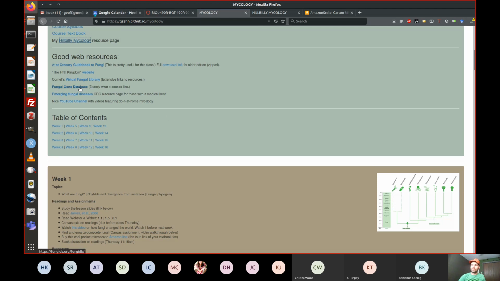Okay. The fungal gene database. Obviously, we're not going to actually get to do any DNA sequencing this semester, but we can use DNA sequences that other people have been through because I want you to know how to analyze the DNA. So we'll walk through that.